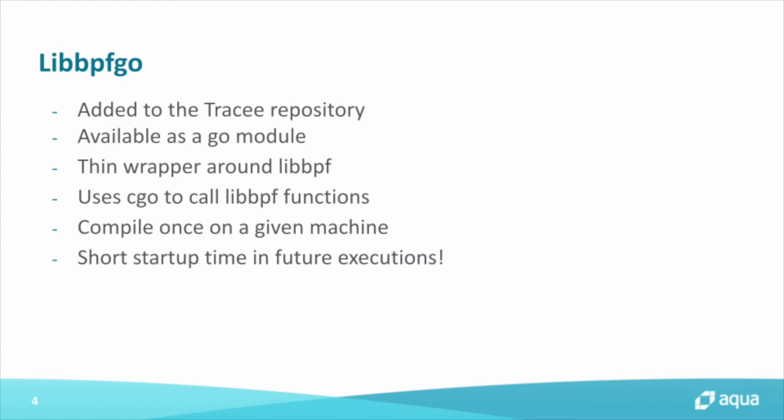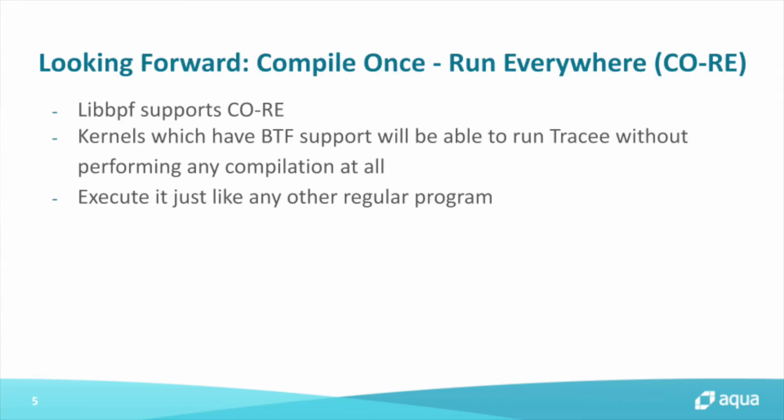Using libbpfgo, it is required to perform compilation only once on a given machine. Then, the compiled BPF object can be used in future executions of the program, which makes its startup time much shorter, almost instant. Looking forward, using libbpf will allow us to support compile once, run everywhere. With this technology, kernels which have BTF support will be able to run Tracee without performing any compilation at all, and execute it just like any other regular program.